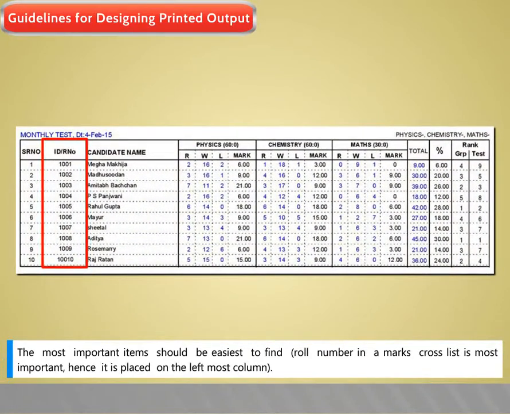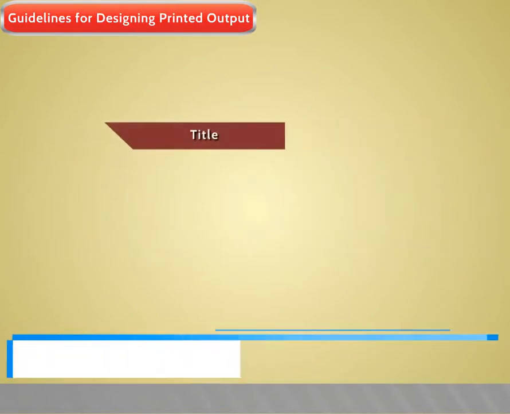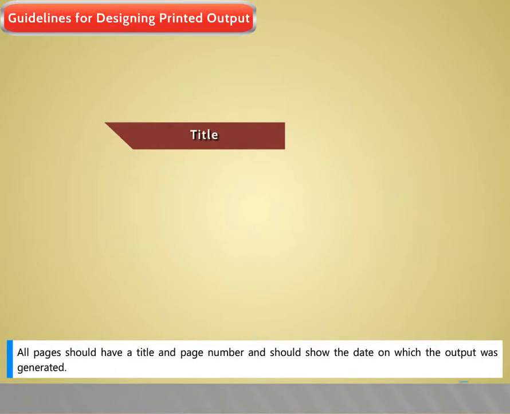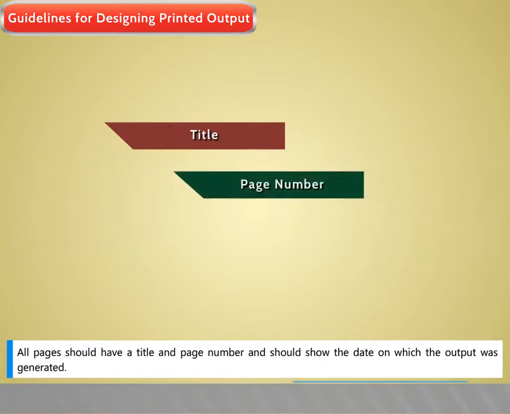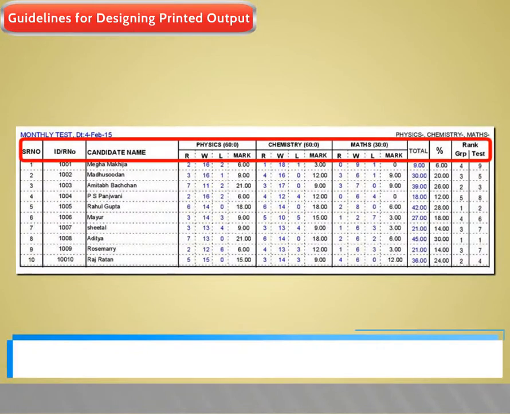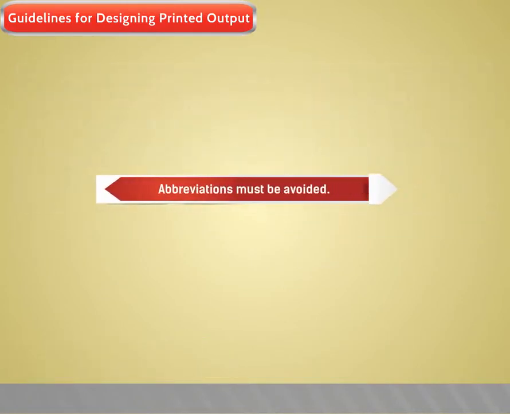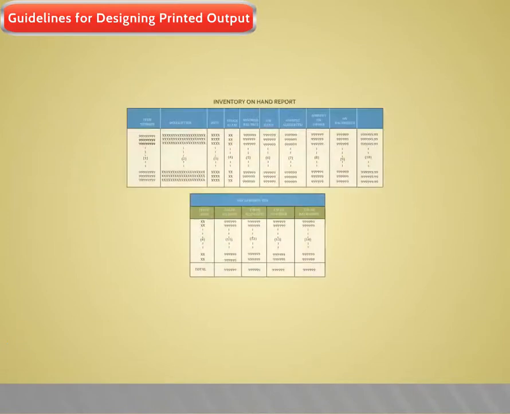The most important items should be easiest to find. Roll number in a marks cross list is most important, hence it is placed on the leftmost column. All pages should have a title and page number and should show the date on which the output was generated. All columns must be labeled. Abbreviations must be avoided.